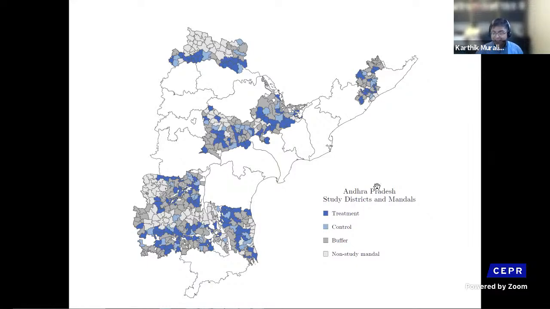Now we have external validity because it's in 2 states, Telangana and Andhra Pradesh, right? This is now 2 states. But you'll see from this map already how these spatial spillovers are going to play out. Okay, so the light blues are the control, the dark blues are the treatments.